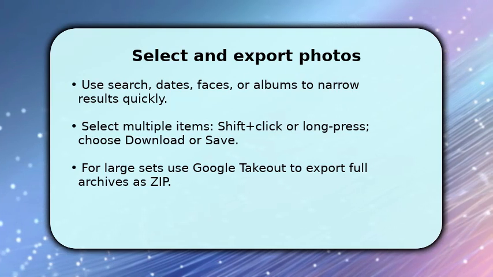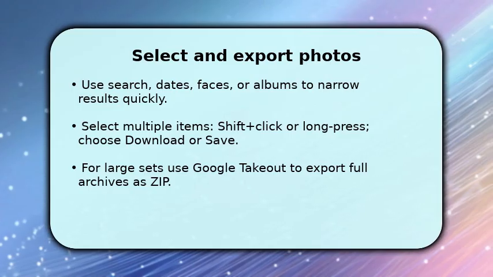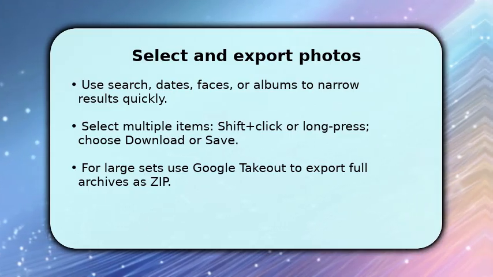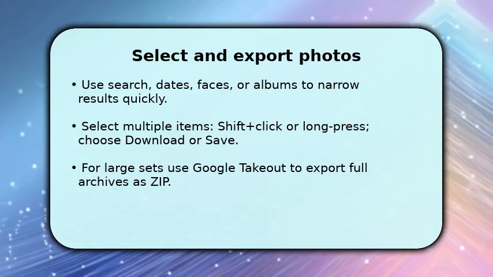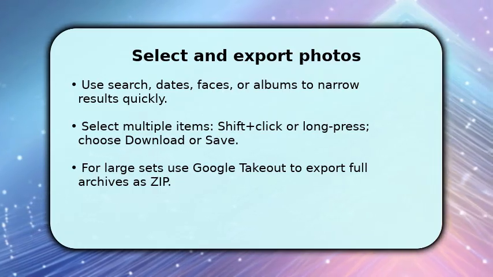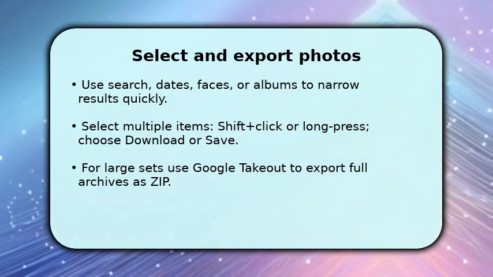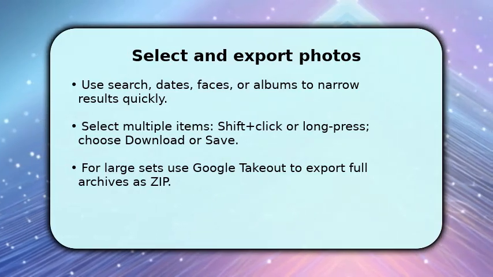You found images, now select efficiently. Use date ranges, face groups, or album filters to narrow results, then Shift+click on desktop or long press on mobile to multi-select. Once selected, click the three-dot menu and pick Download to save originals, or choose Save to device on mobile for JPEG. If you need many folders or entire libraries, make a Google Takeout.